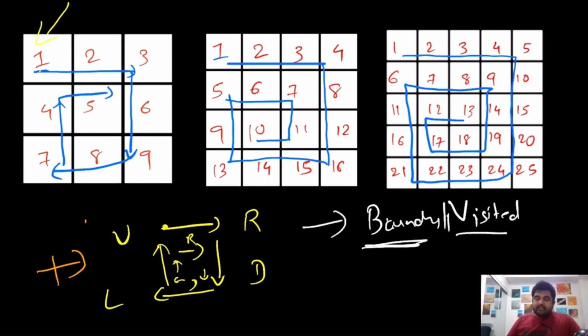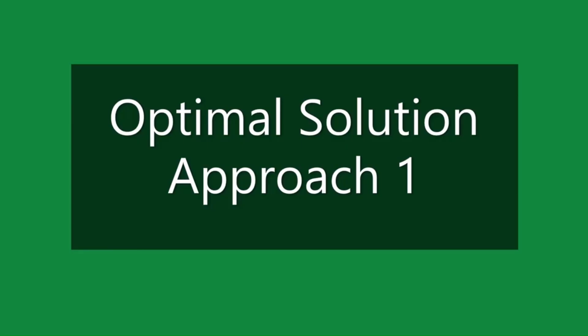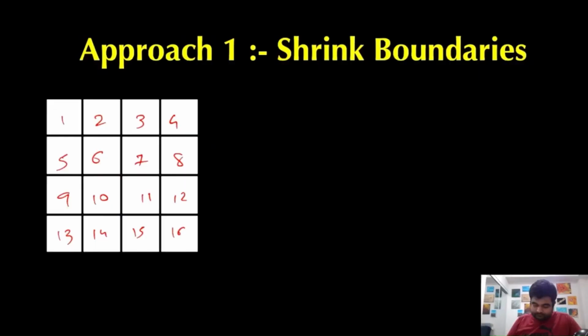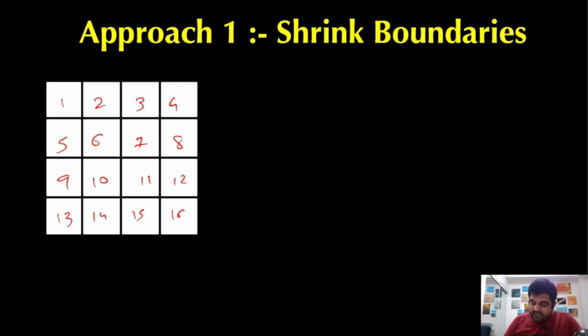So in order to solve this problem, there are actually two different solutions. I'm showing you both of them. You can pick whatever you want to. Both have their pros and cons, and you can discuss with your interviewer which solution you want to pick. So let's go with the first one. Now the first approach is that we actually start shrinking the boundaries and we don't care about visited nodes.